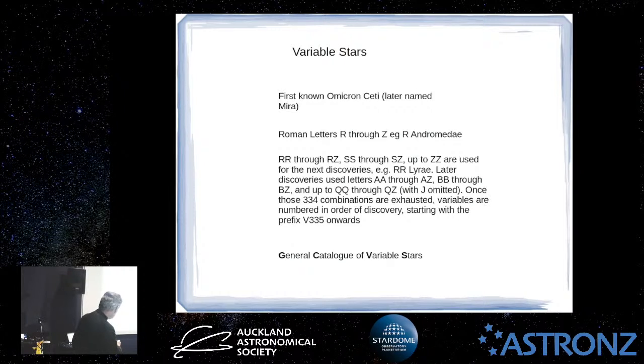And then they started using AA to AZ and so on. And then, all the combinations exhausted, they go to numbers. So you sometimes see a V followed by a number. So that's within a particular constellation. So probably the best catalogue is the General Catalogue of Variable Stars.